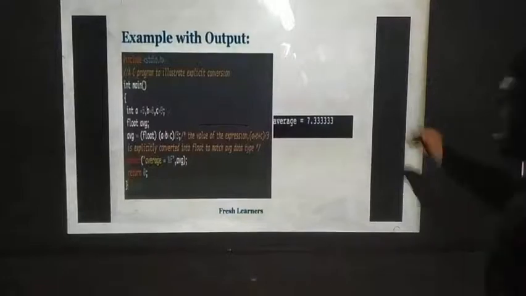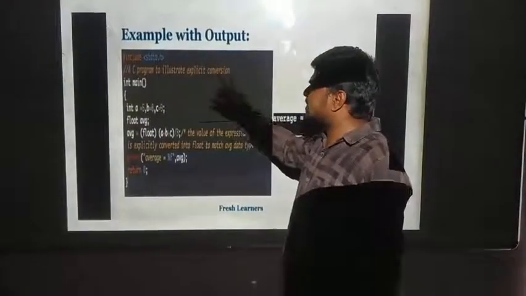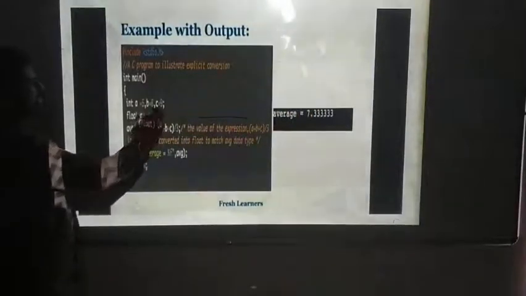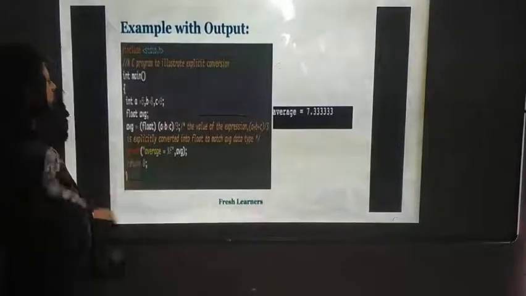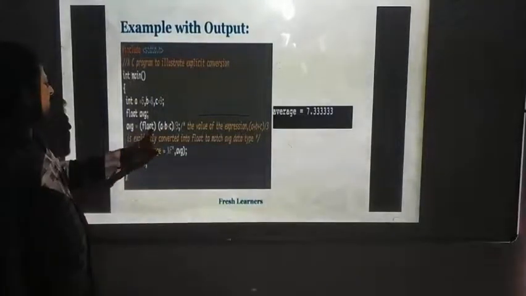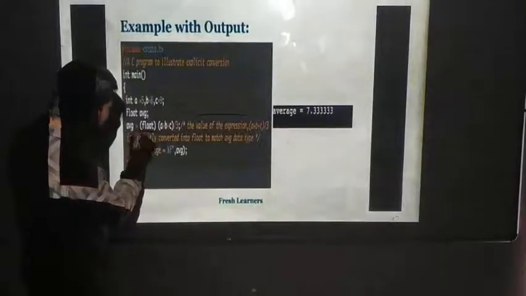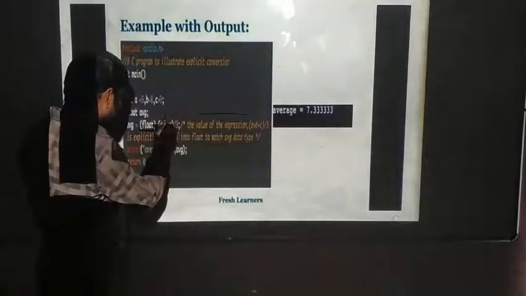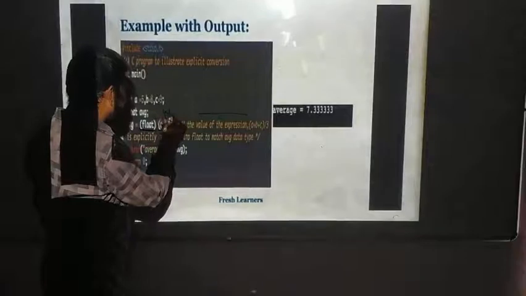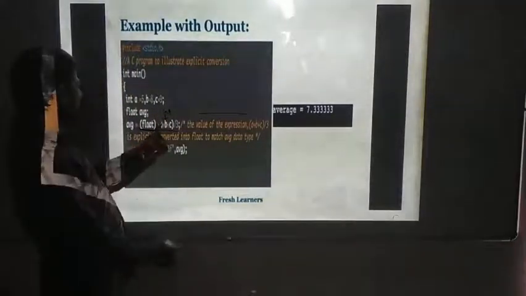A C program to illustrate explicit conversion. Here, integer a is equal to 7, b is equal to 8, c is equal to 9. Three values are given here. In float, average is declared. Average is equal to, and we give the formula: float in brackets before a plus b plus c. These three belong to the integer data type.